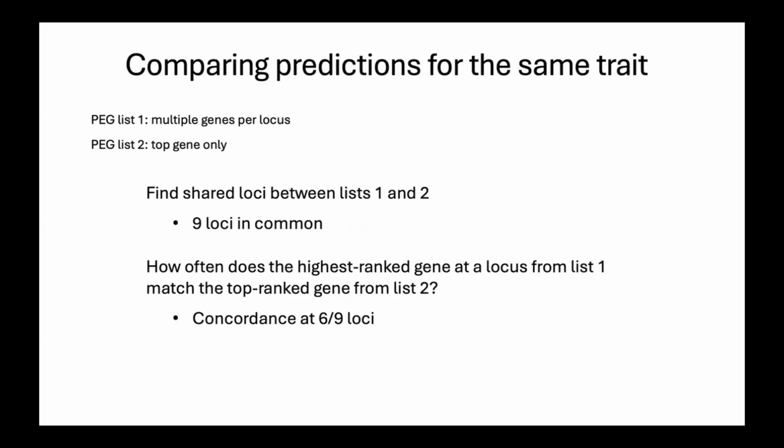I looked at another example. This was another 2 lists. I won't show all the details, but there were 22 loci in common, and in this comparison, only 11 of them were concordant between each other.